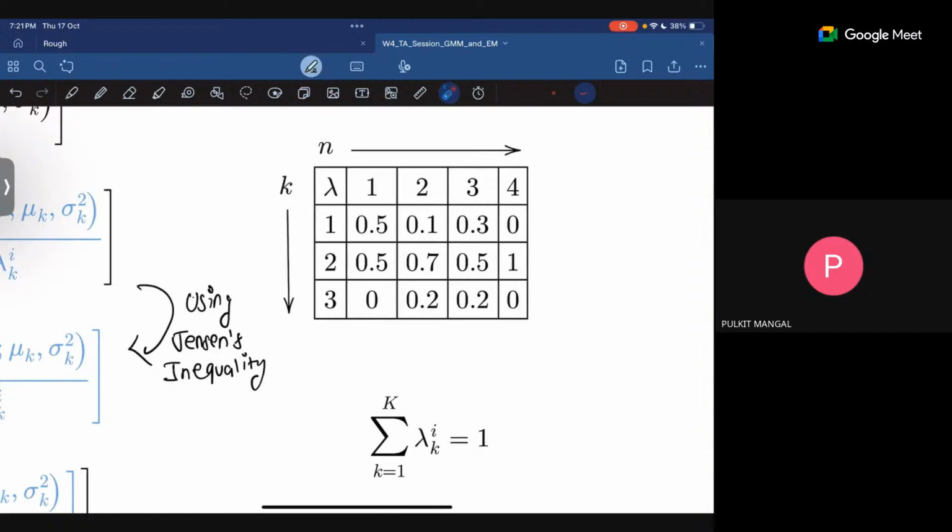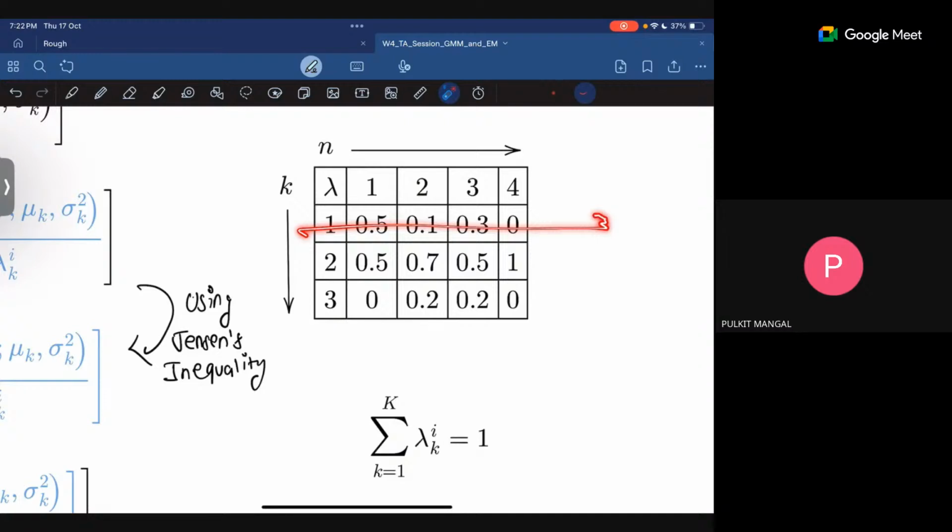Okay, and therefore, if you fix any ith data point, the probability that it will come from cluster 1 plus cluster 2 plus cluster 3, this will sum up to 1. So for example, if you pick the first data point, the probability that it is coming from cluster 1 plus the probability it is coming from cluster 2 plus the probability it is coming from cluster 3, this will sum up to 1.